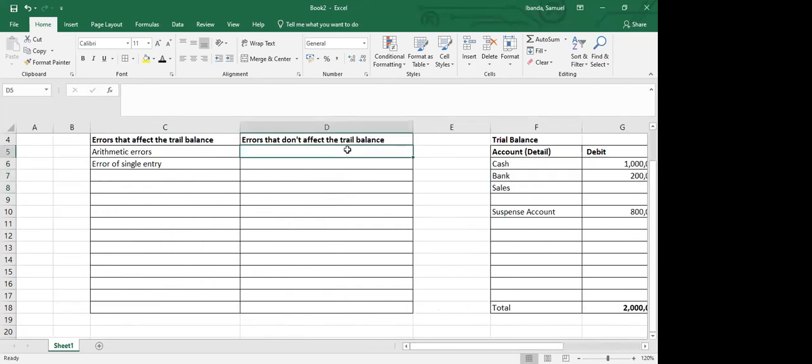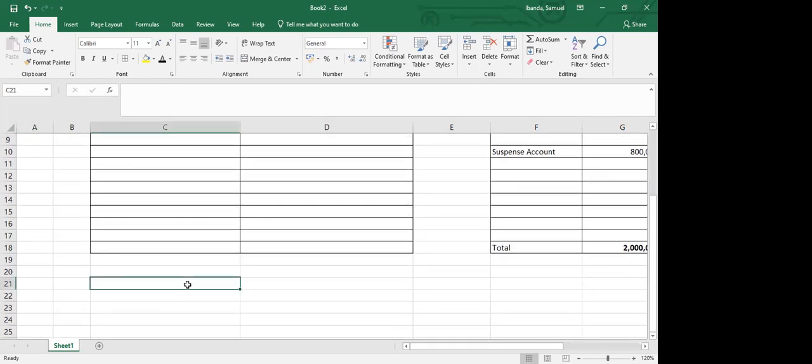I will give you a few examples. We could have things like error of principle. An example of error of principle is when you mix up transactions, for example, when you're purchasing a motor vehicle for cash. When you purchase a motor vehicle, you should debit your motor vehicle account with, let's say, 1 million, and then you should credit the mode of payment. For example, if it's cash, you credit with 1 million.